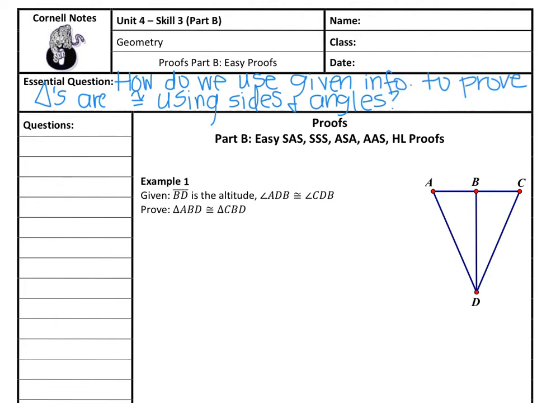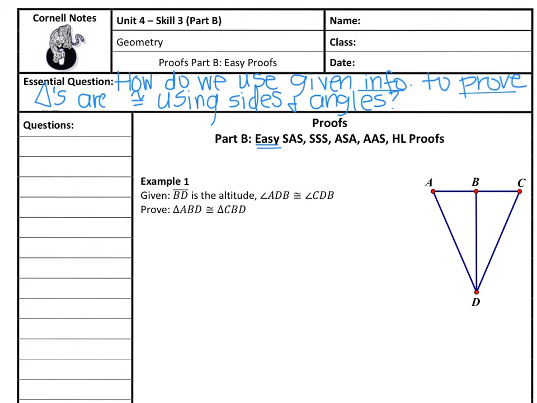This video will cover Unit 4, Skill 3, Proofs Part B. So we've got proofs involving some easier proofs. Go ahead and take a moment to pause the video, write down your essential question. How do we use given information to prove triangles are congruent using sides and angles? Okay, so pause the video, write that down.